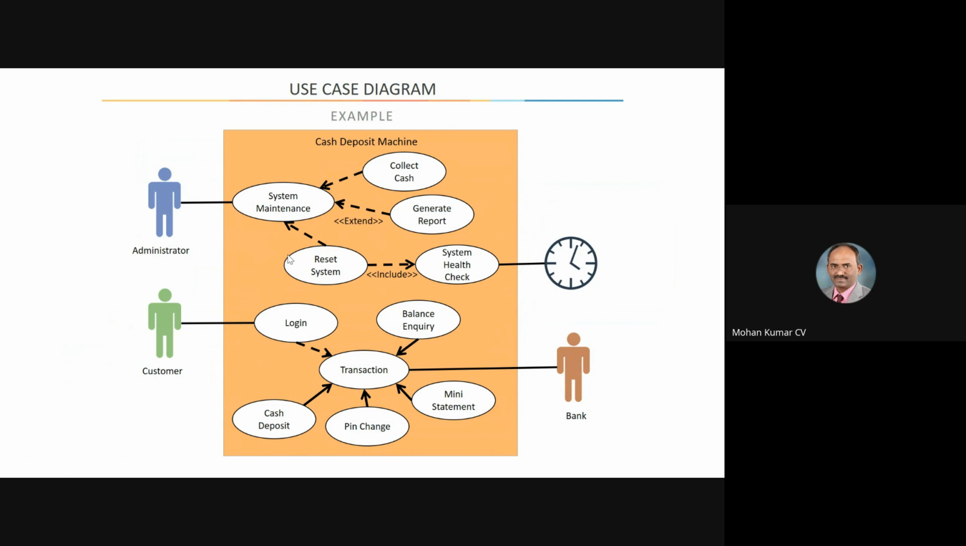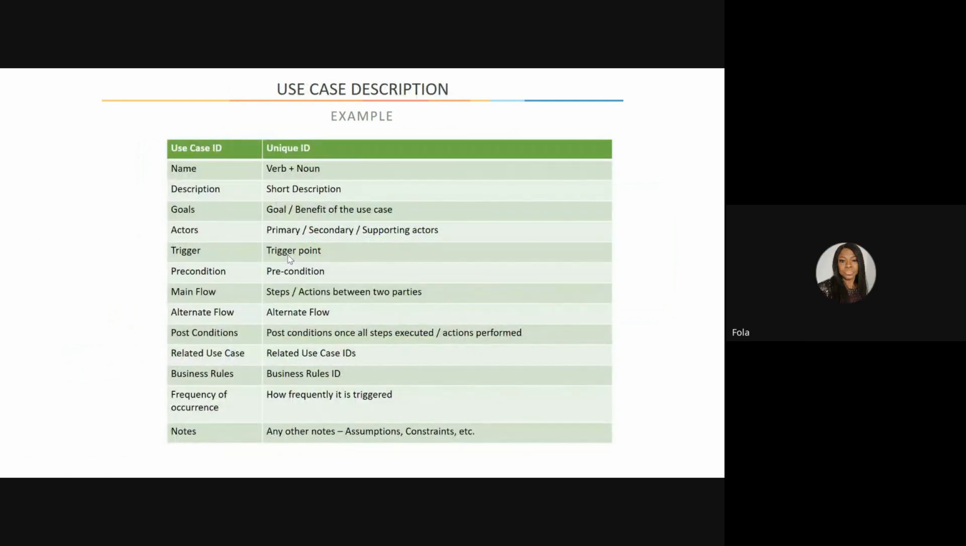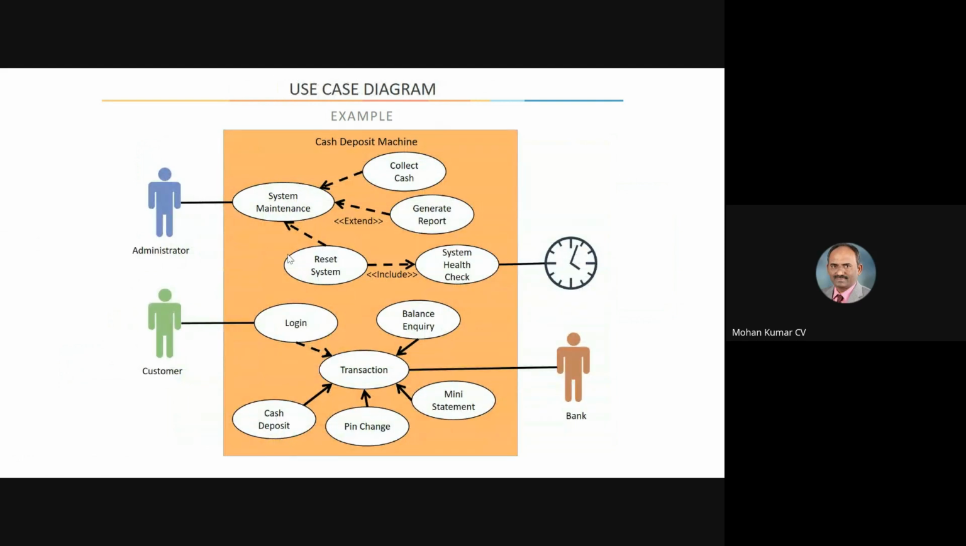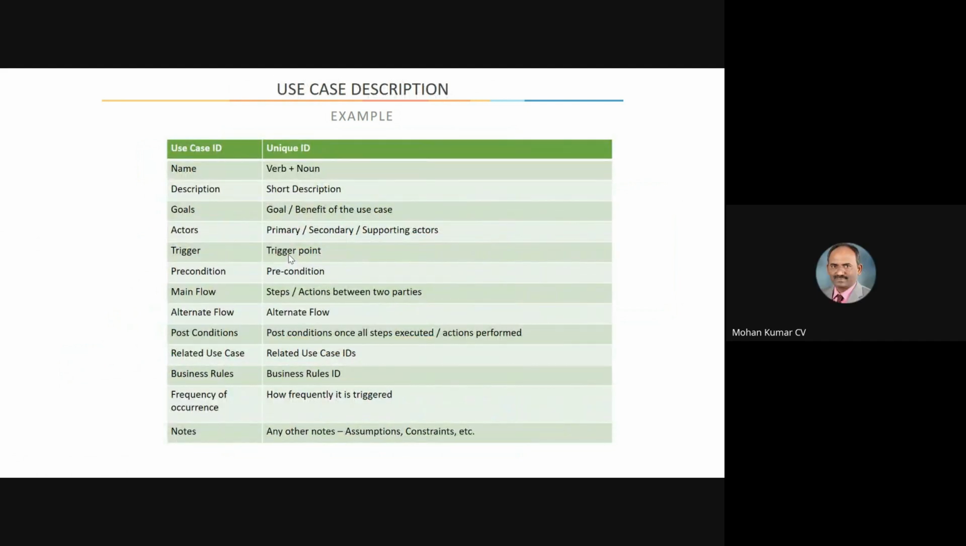Fola, are you there? Yes, I'm here. You understood this? Yes, I do. Thank you. Now, for the use case description, you can have different use cases with different attributes and a little explanation about each. You can have name, description, goals, all that information.